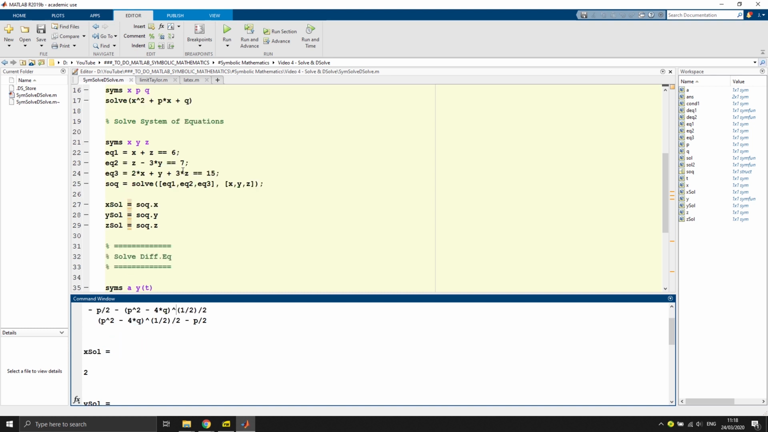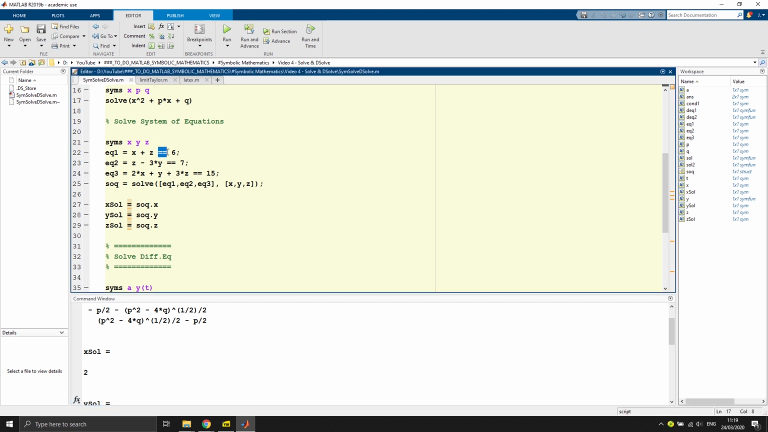We want to solve a system of equations right now, so let's warm a little bit up here. We increase in terms of difficulty. We again define our symbolic objects x, y and z. And what we then do is we say equation 1 equals x plus z equals 6. So we define our equations and then we write, instead of 1 equal, two equal signs. So this is the first equation.